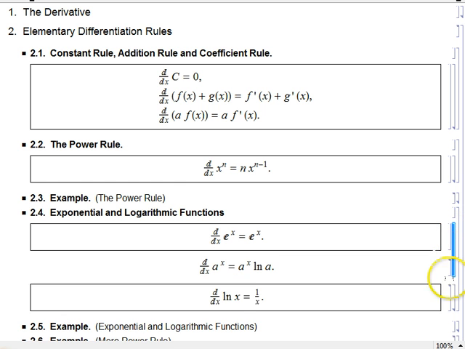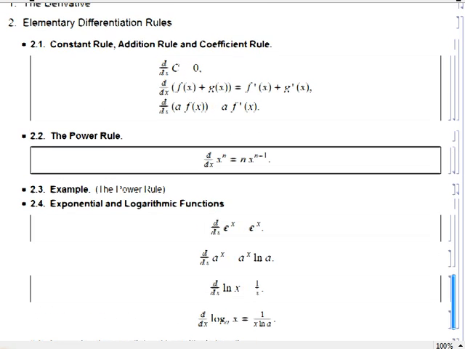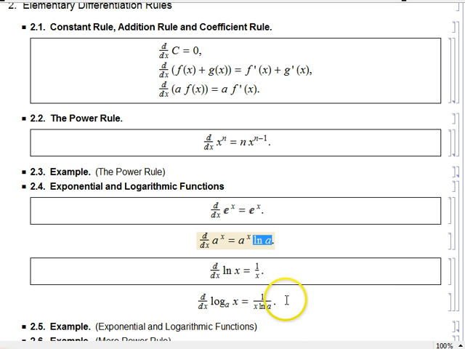Students who like to memorize a lot of formulae may prefer these two. If we have an arbitrary base, not just e but arbitrary base a, then we have this formula. The exponential stays the same, but we have to multiply by log of a. And of course, when base a is e, then log of e is just 1, so we have the previous formula there.